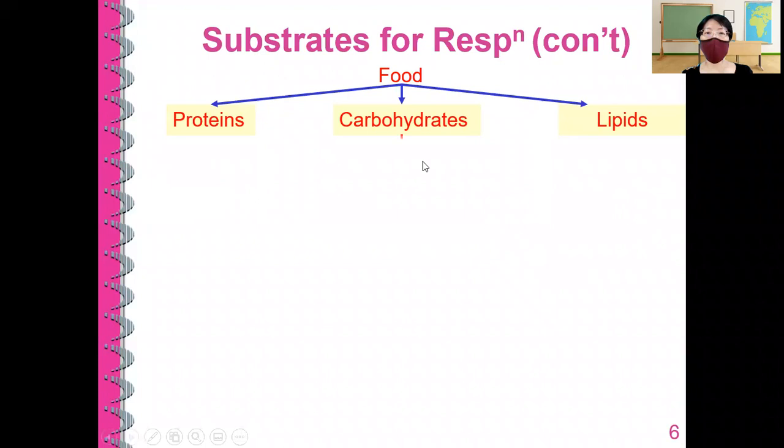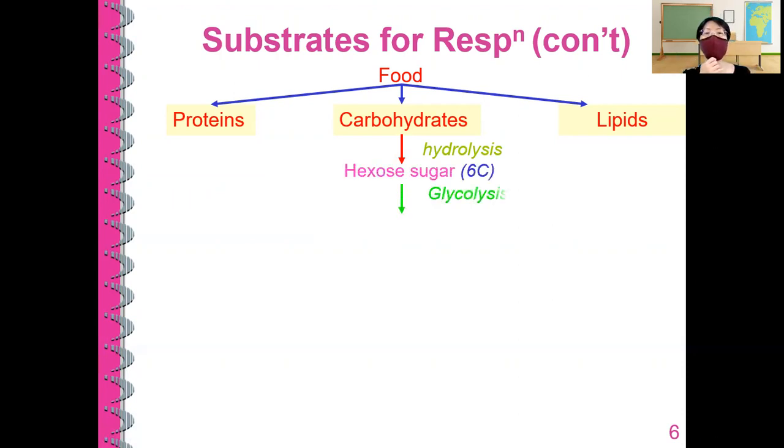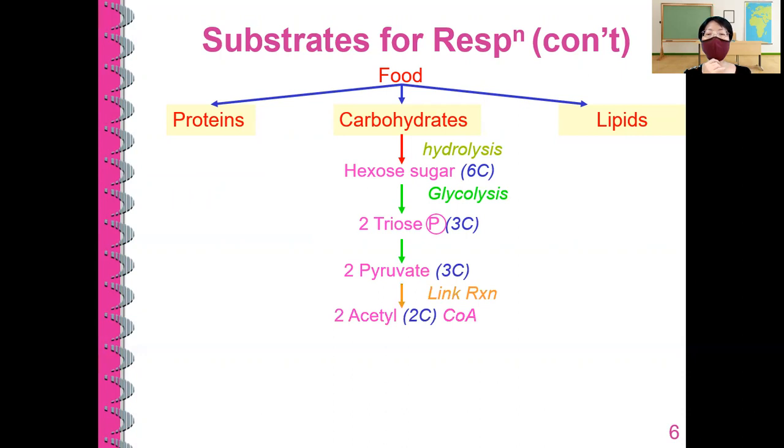Now let's look at carbohydrate. How do we get energy from carbohydrate? Carbohydrate is hydrolyzed in our digestive tract, and it becomes hexose sugar like glucose. Then it enters the respiratory pathway. So start with glycolysis to form pyruvate. After that, you have the link reaction, where we form acetyl-CoA. After that, the Krebs cycle. This is the respiratory pathway, right? Of course, you've got oxidative phosphorylation.